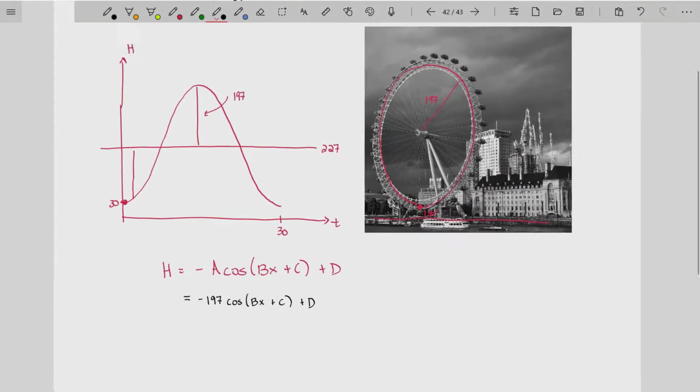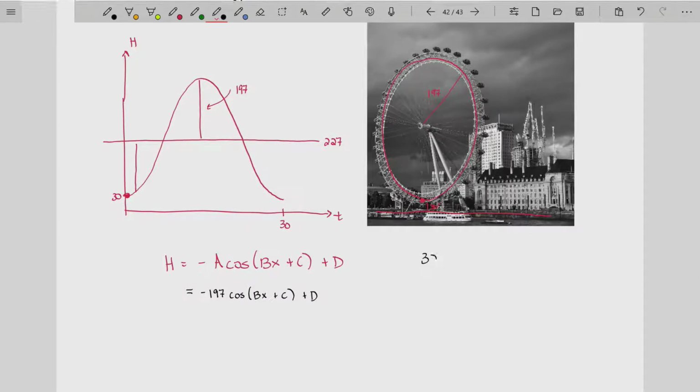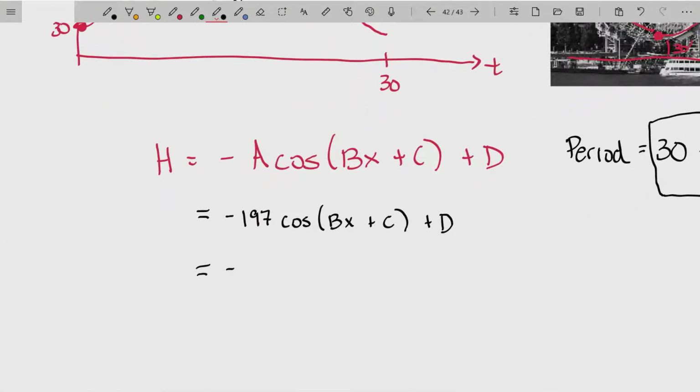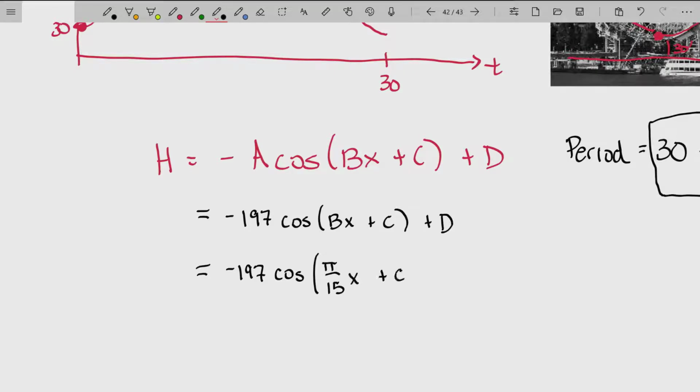B is associated with the period. Remember, the period here is 30. Period is 30 minutes, which is equal to 2 pi over b. Multiply both sides of that by b and divide by 30, and you find that b is equal to pi over 15. So we'll go ahead and write that in. This is negative 197 cosine of pi over 15 x plus c plus d.